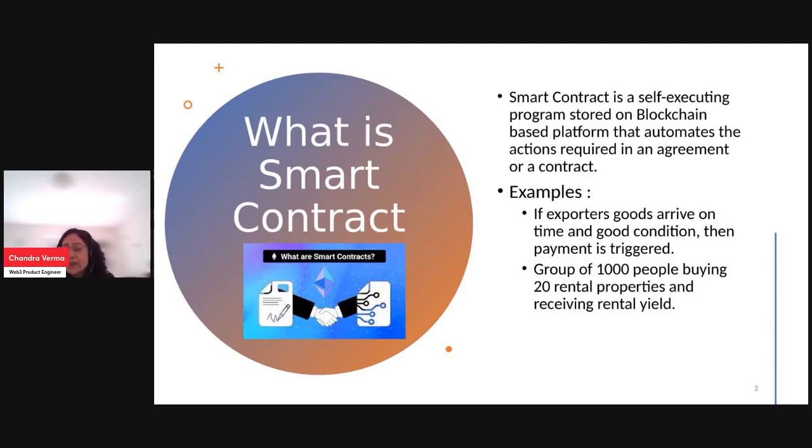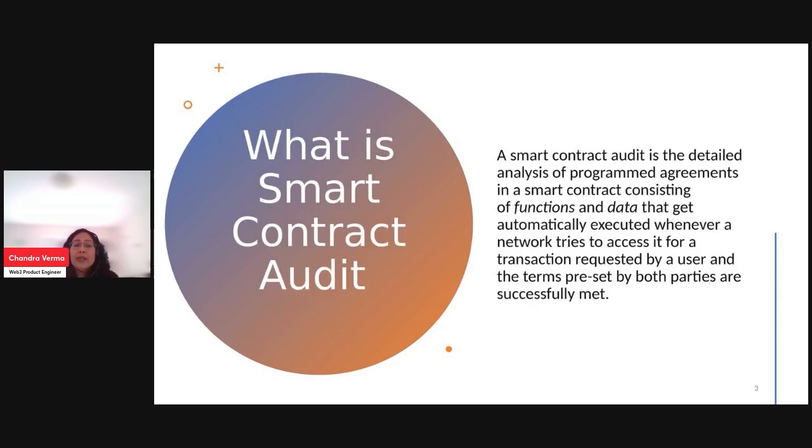An example of a smart contract: in a supply chain use case, if the exported goods arrive on time and in good condition, then payment is triggered. That is a smart contract written on that. And in a real estate use case, if there is a group of 1,000 people buying 20 rental properties and receiving their rental yields automatically, that's a smart contract. So that's the idea.